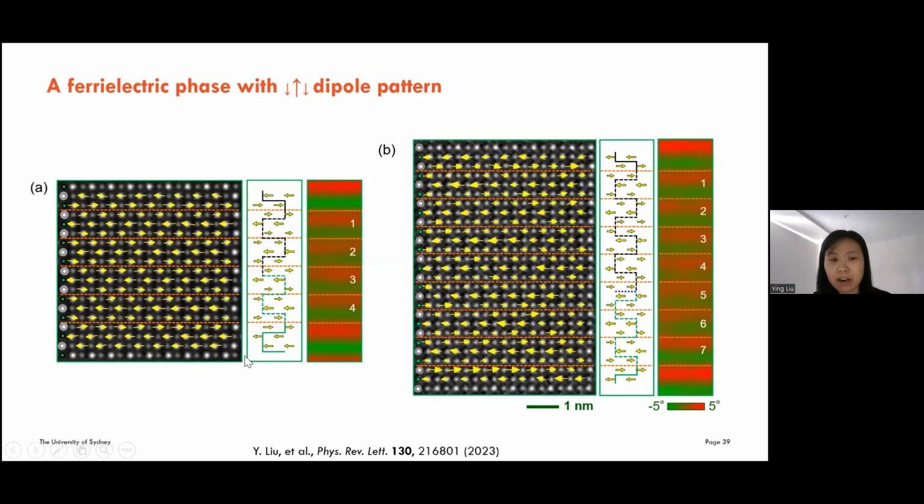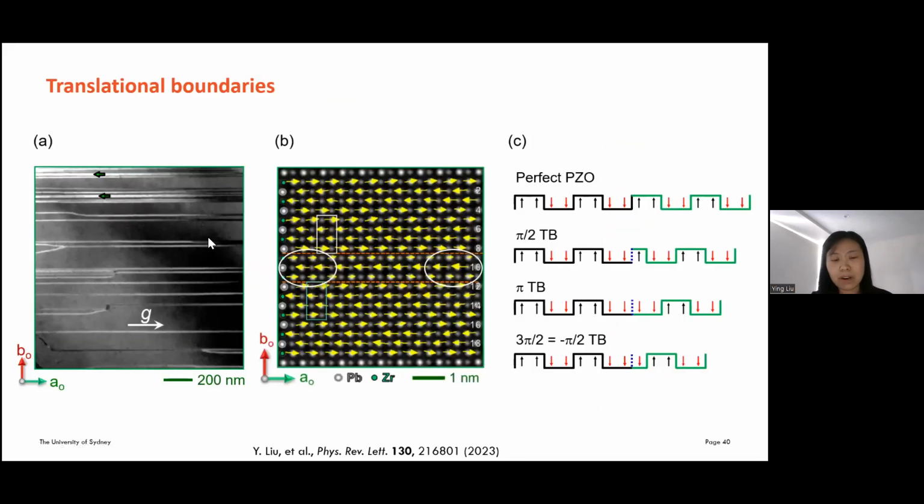In addition, we have observed another ferroelectric phase. The previous ferroelectric phase shows up with a smaller down, and this one shows up down up. If we view this as up, it is up down up, and in this phase, it can be a few layers of this kind of small unit. And this small unit is actually a translational boundary.